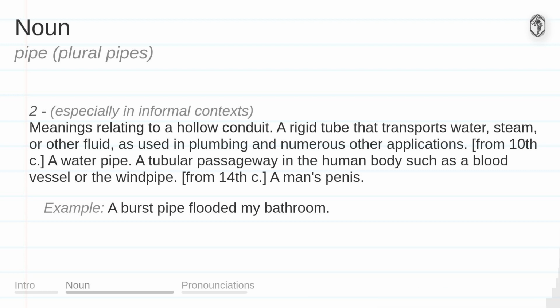From 10th C. A water pipe. A tubular passageway in the human body such as a blood vessel or the windpipe. From 14th C. A man's penis. Example: A burst pipe flooded my bathroom.